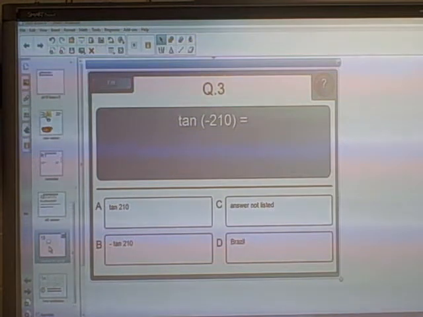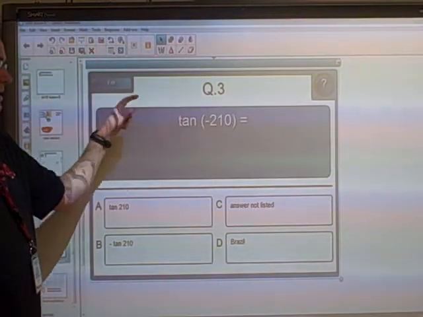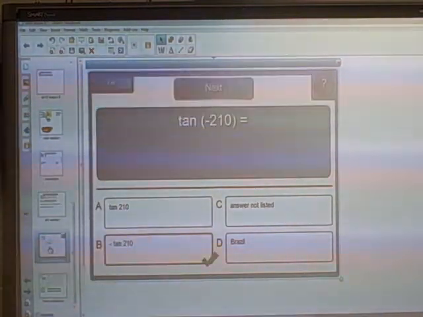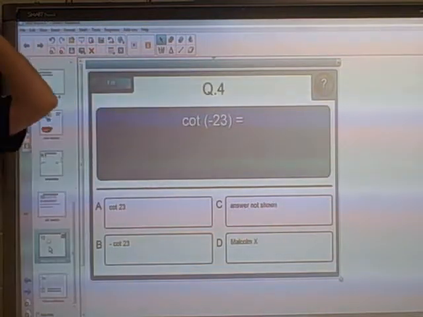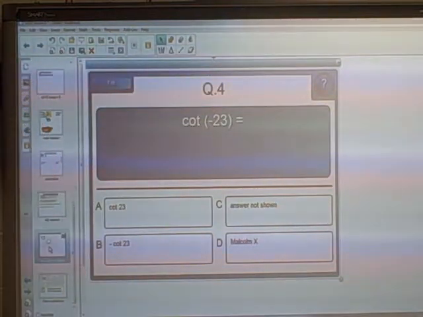Tangent, negative 210. Tangent, as we sort of discovered earlier, is an odd function. So with an odd function, we're going to have the negative of what we should have here. So this is going to be the same as negative tan 210. And indeed, that's correct. Now for the last 3 questions, I use the reciprocal functions.